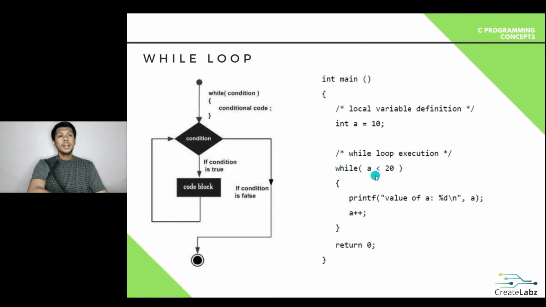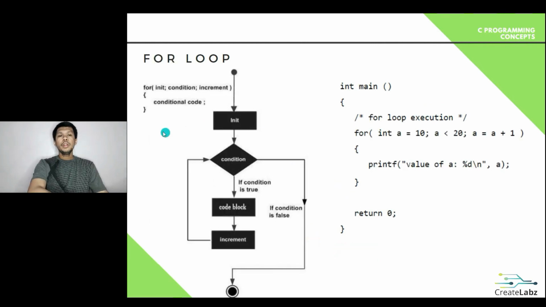So for example, the value of a is now 19. Is a less than 20? Yes. So it's still true. Print value of a is 19. a++, then the value of a becomes 20. Then we return here. Is 20 less than 20? False. So this condition is false. So it will exit this and go here. Return 0.